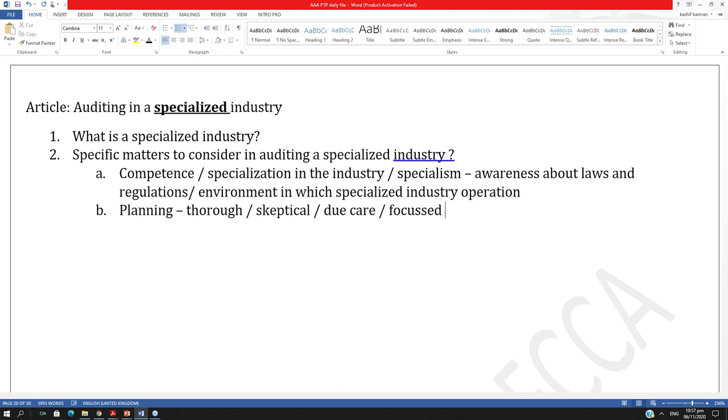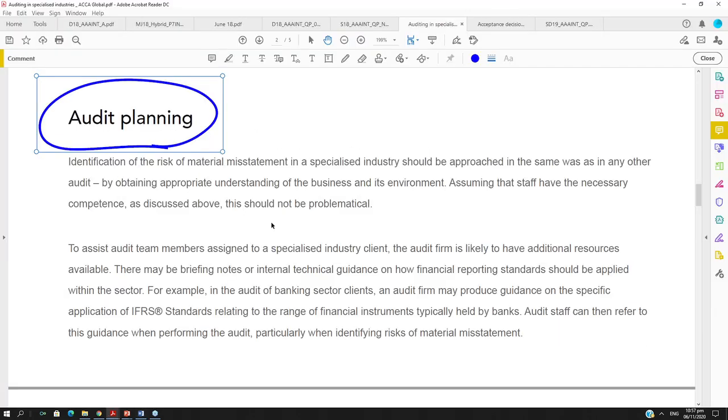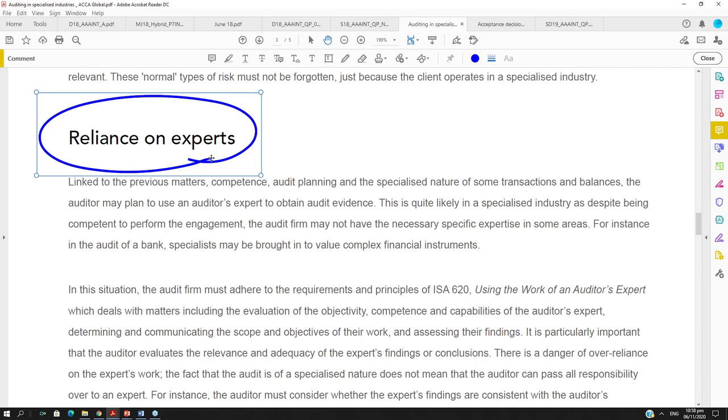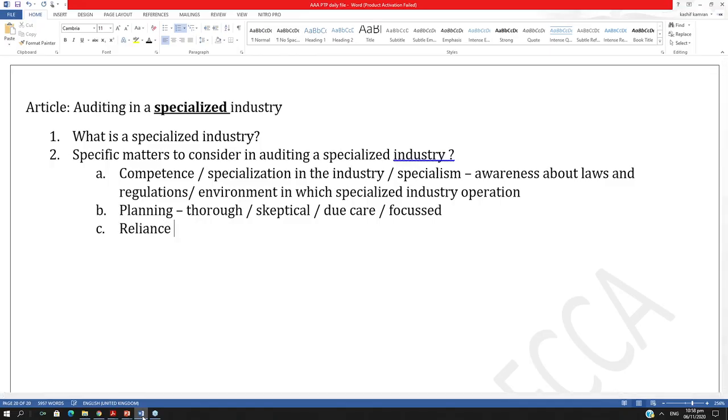Will you spend more time on it? Will you identify more risky areas in a specialized industry? Will there be more challenges in your planning of a specialized industry? Third factor, very important factor, after competence and planning. When you're auditing a specialized industry, another very important matter to consider is reliance on an expert. I hope you all know ISA 620, using the work of an expert. That is part of your syllabus. See the blue box, using the work of an expert, ISA 620. So do you believe that when you're auditing a specialized industry, there should be a specific matter which is reliance on the work of an expert? Do you need an expert in a specialized industry as part of your audit team?